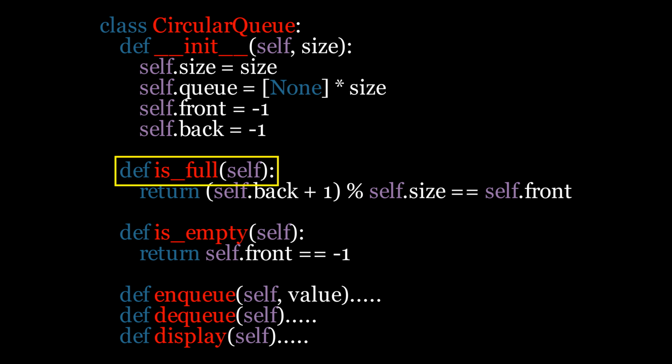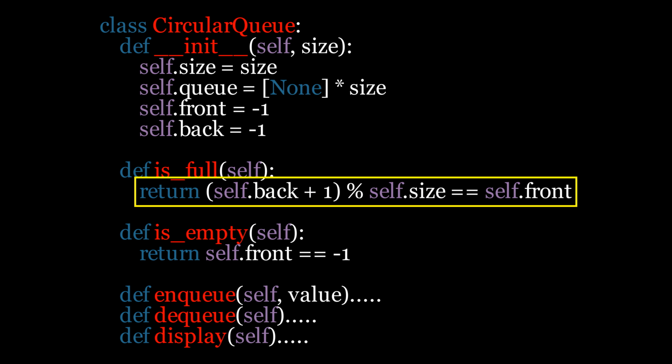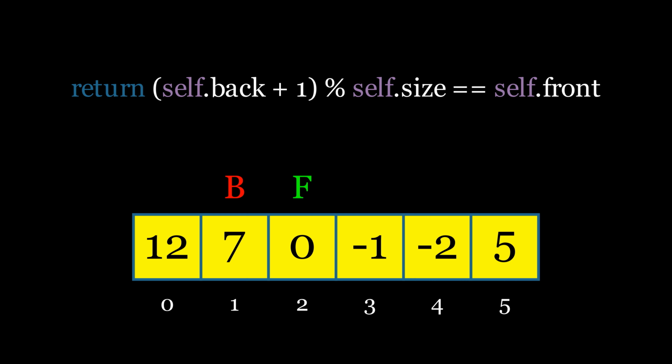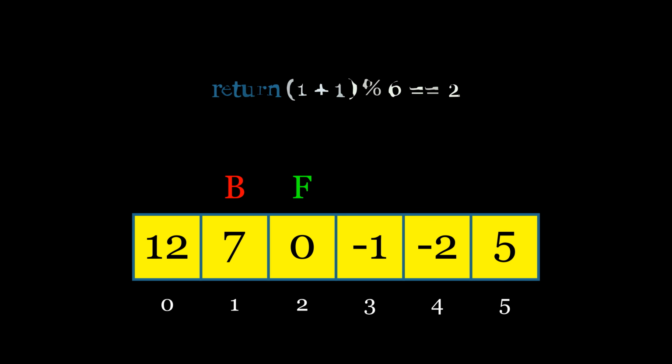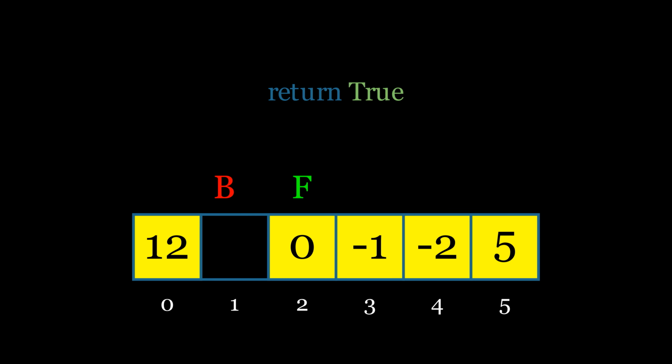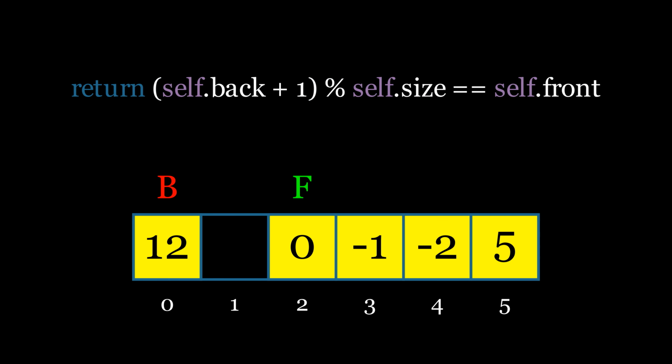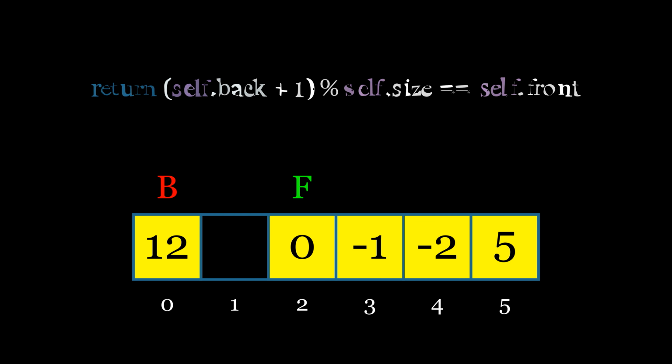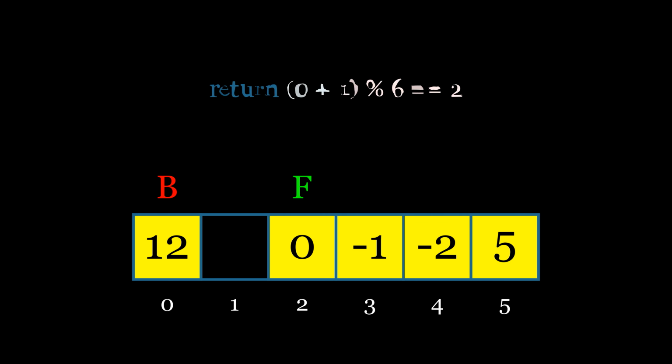Next, we'll create a function that returns true if the array is full and false if it is not. To visualize this, imagine a queue with a size of 6. If the back pointer is at index 1 and the front pointer is at index 2, the queue is considered full. Using these values in the formula will return true. Conversely, if the back pointer is at index 0, the same formula will return false, indicating that the queue is not full.